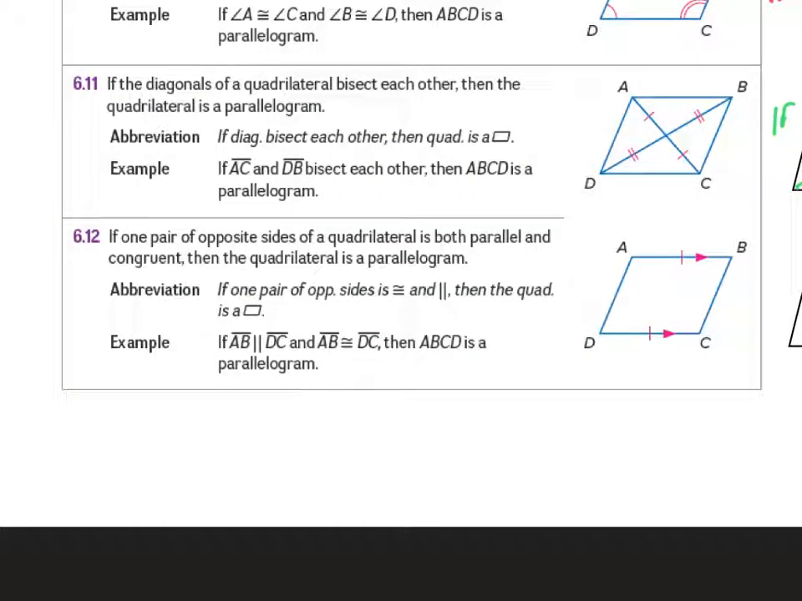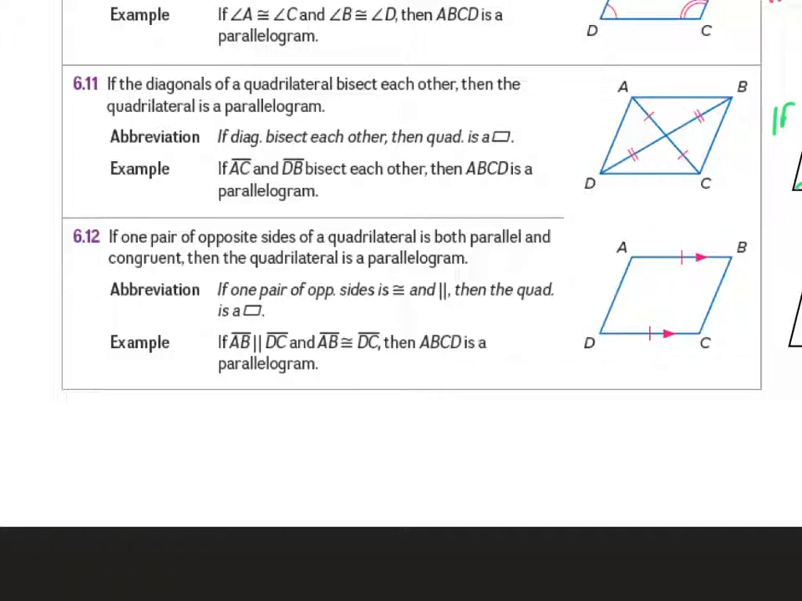Okay, theorem 6.12. This is a new one. We have not seen this one before, so Mr. No is not repeating himself now. This is brand spanking new. So it says, if one pair of opposite sides of a quadrilateral is both parallel and congruent, then the quadrilateral is a parallelogram. So all I need is exactly one pair of sides to be congruent and parallel. So they have to have the hash marks and the chunky arrowheads on one pair of opposite sides.